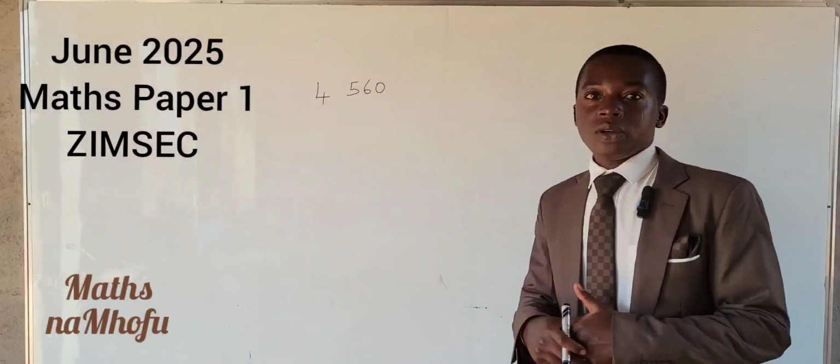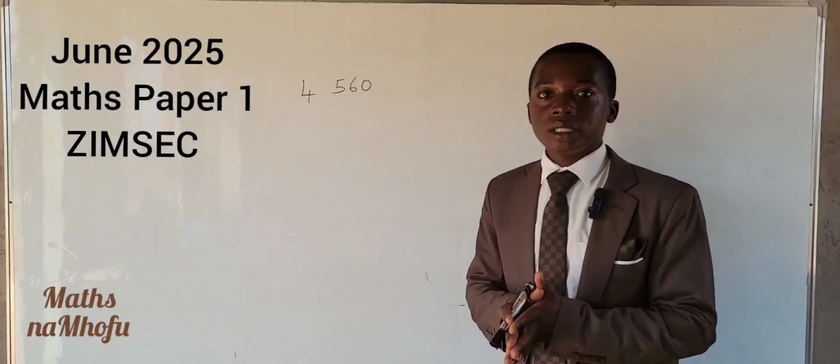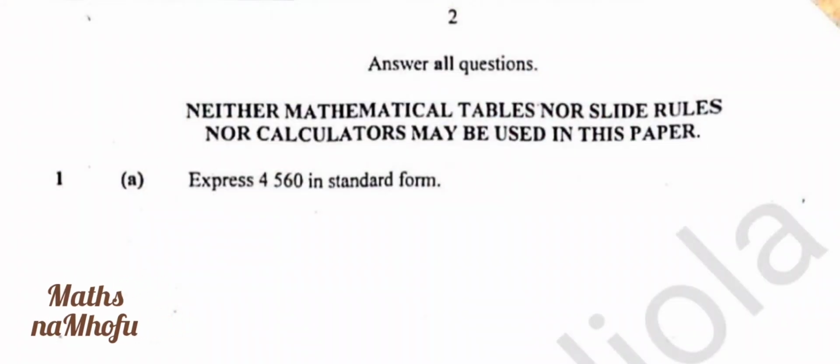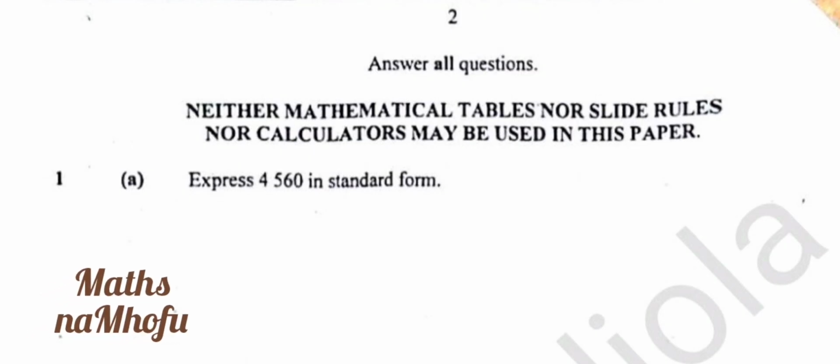Hi guys, today we are going to focus on June 2025 Mathematics Paper 1, ZIMSEC. So the first question is asking us to express this in standard form. So how do you express 4,560 in standard form?